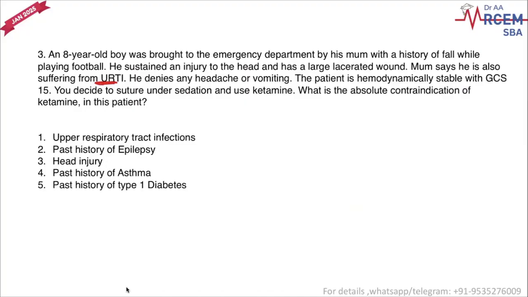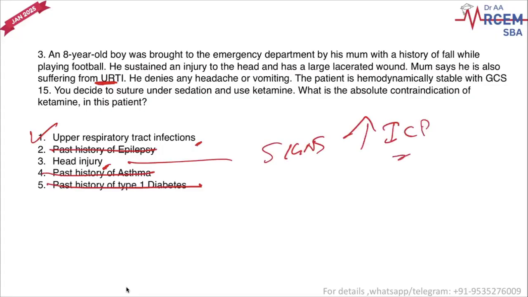Okay. Usually people get confused. They know a past medical history of epilepsy is not there. This is not a contraindication. They are confused between head injury and upper respiratory tract infection. The right answer here is the upper respiratory tract infection. Head injury: are there any signs and symptoms suggestive of raised ICP in this patient? No. He has not vomited. There is no headache involved. His GCS is fine. All this indicates that there is no rise in intracranial pressure. That's why you need to select upper respiratory tract infection as an absolute contraindication here, because it causes laryngospasm.